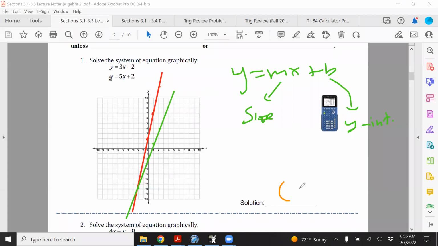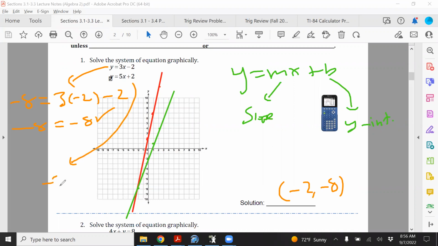-2, -8, yeah. Okay, and then what you want to do is test. If you test it out, does -8 equal 3 times -2 minus 2? Yep. And check the other one. Does -8 equal 5 times -2 plus 2? Yep. That checks out. So we know it works.